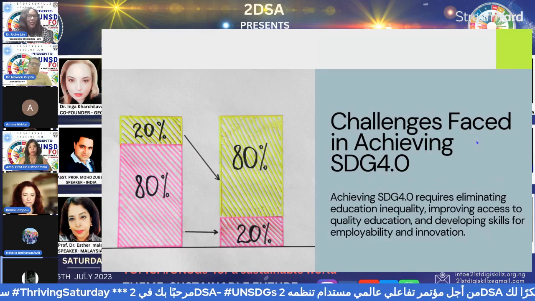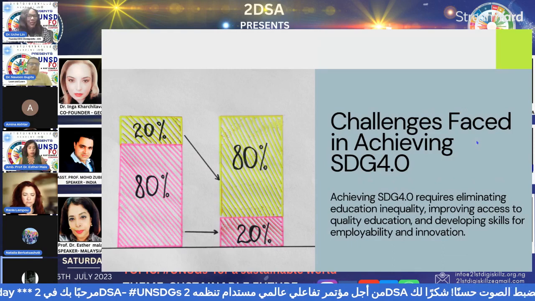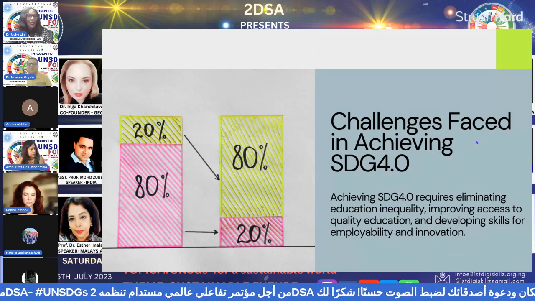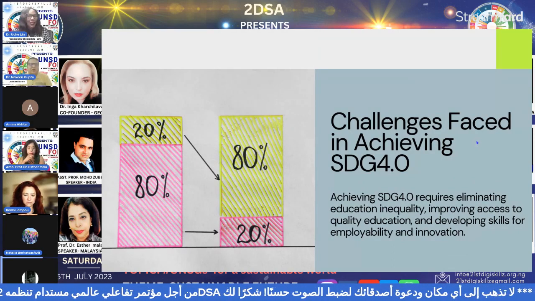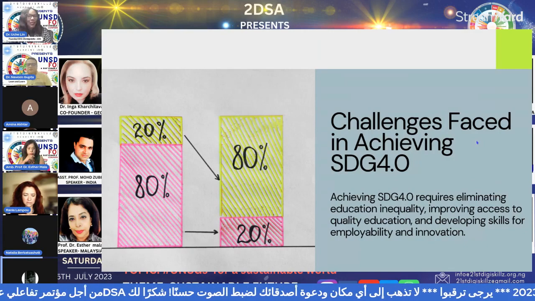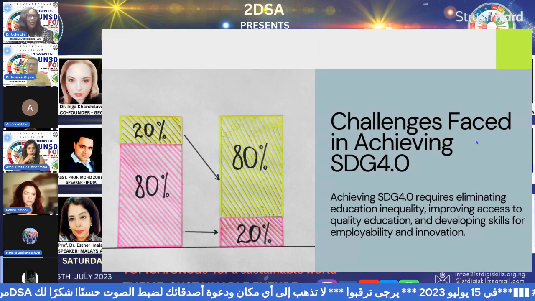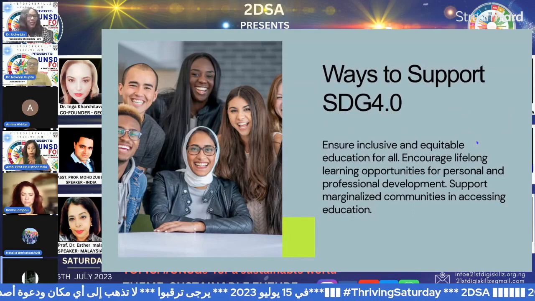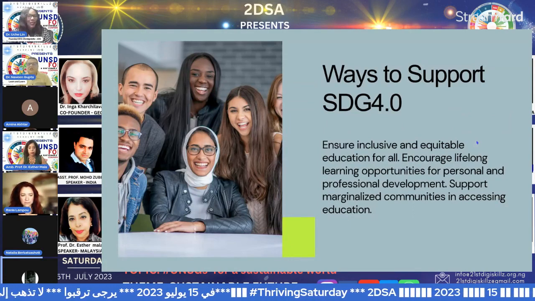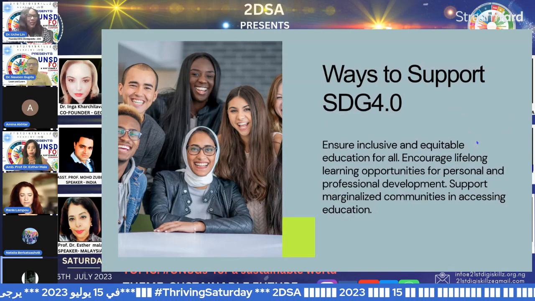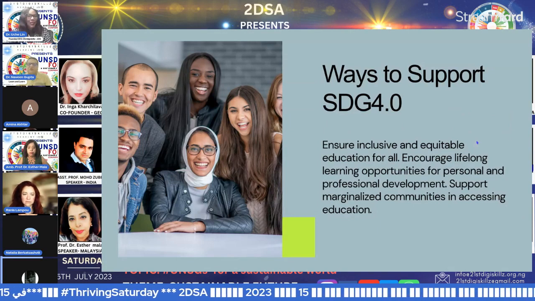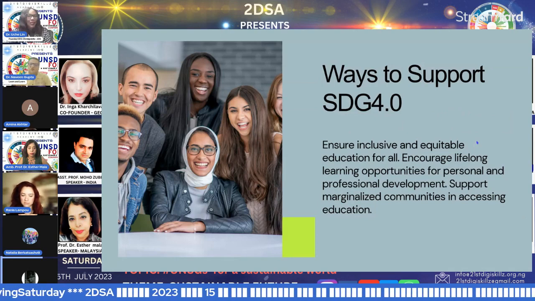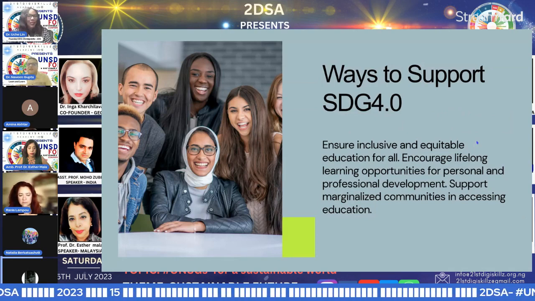So this is a situation wherein 80% are uneducated, 20% are educated. We need to convert it into the reverse order, as we can see. With a figure, you can think how we can support the SDG. We should give education to all, encourage lifelong learning opportunities for personal and professional growth. Everyone should be personally and professionally developed.